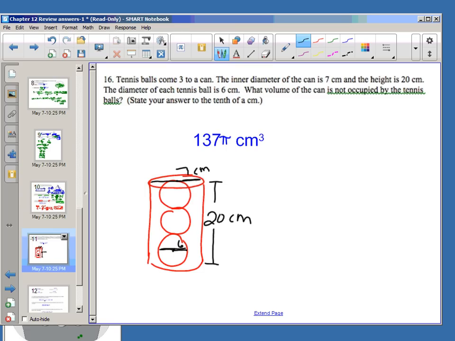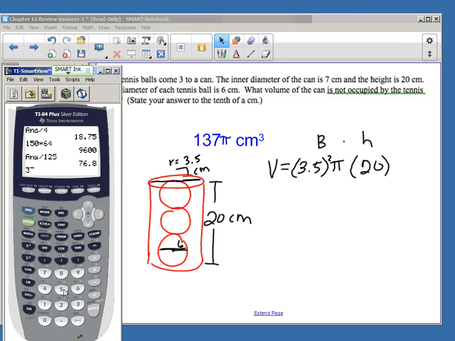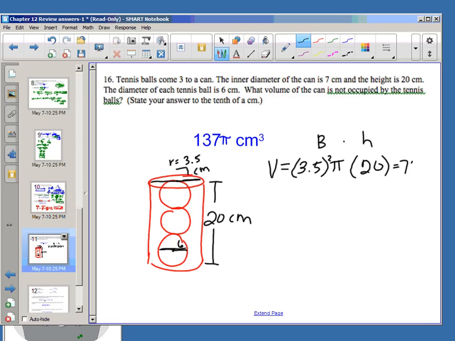It says they want to find what volume is not occupied by the tennis balls. So, step 1, find the volume of the cylinder. Pretty easy. If the diameter is 7, the radius is 3.5. So the area of my base is 3.5 squared pi, and that's my big B times my height. The height of the cylinder is 20. So 3.5 squared times pi times 20. The volume of my cylinder is approximately 769.3.